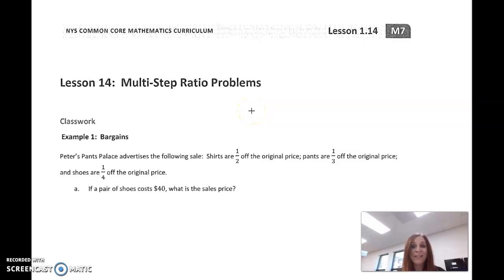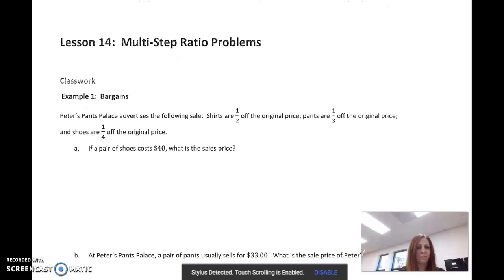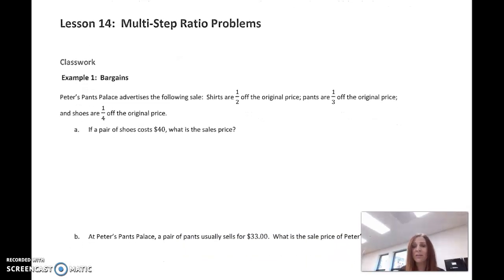All right, lesson 14 in module 1 here is on multi-step ratio problems. So I'm going to be showing you guys a couple different ways to do these, and you go with which one makes sense to you. But we're going to use the idea of ratios and paying partial of things.